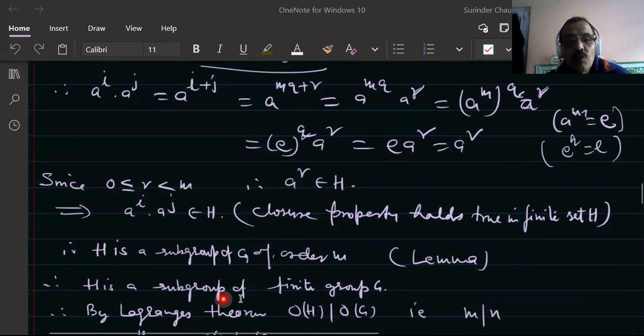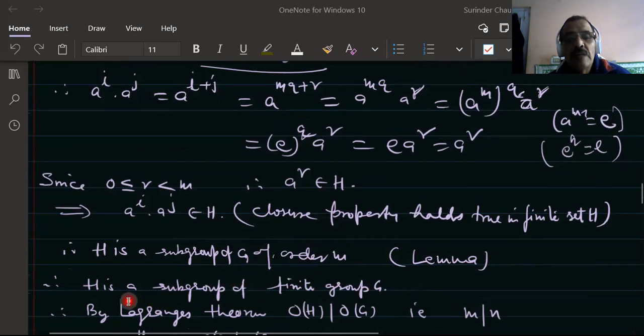H is a subgroup of a finite group G. H is a subgroup of G of order m. H is a subgroup of the finite group G.